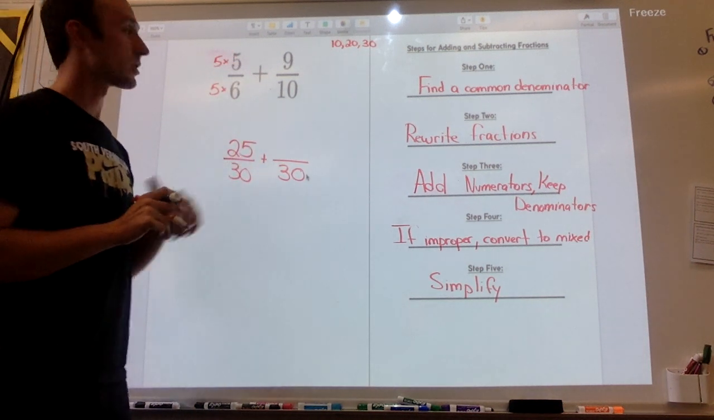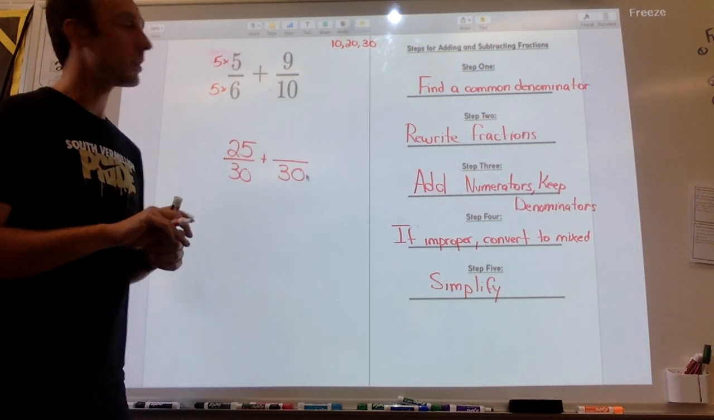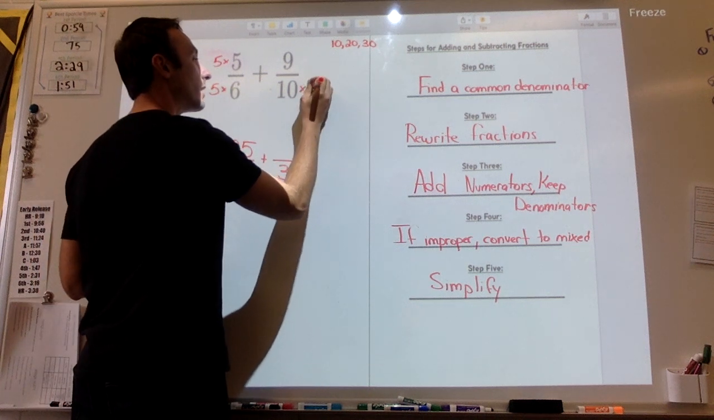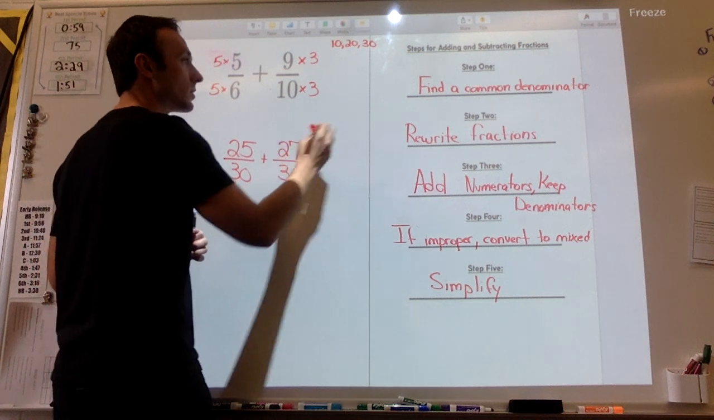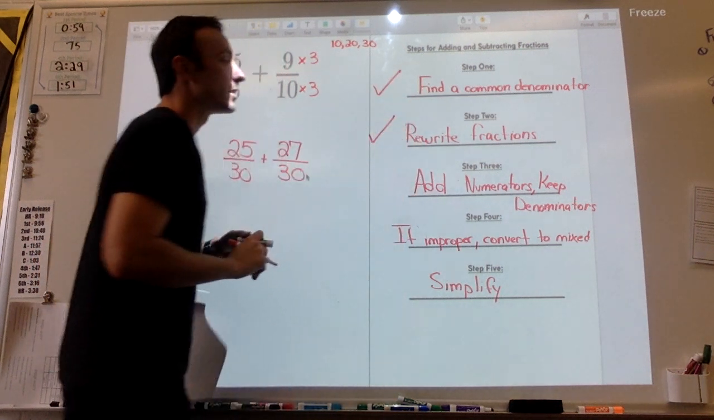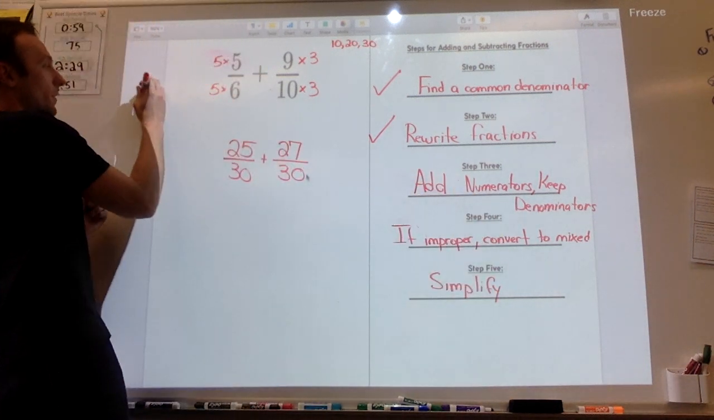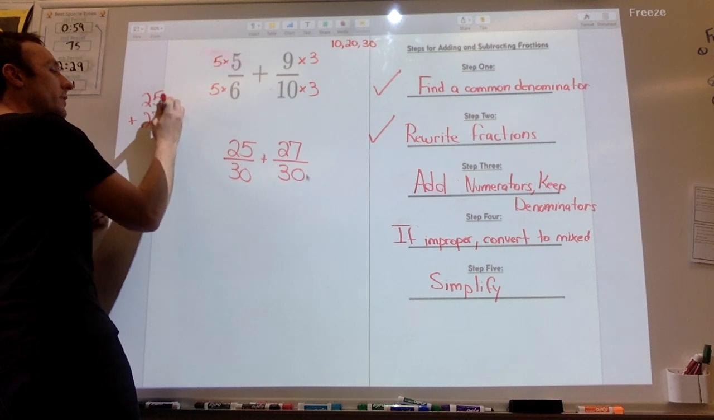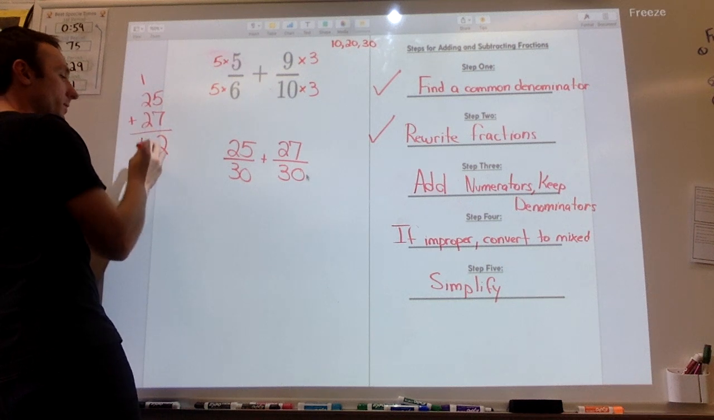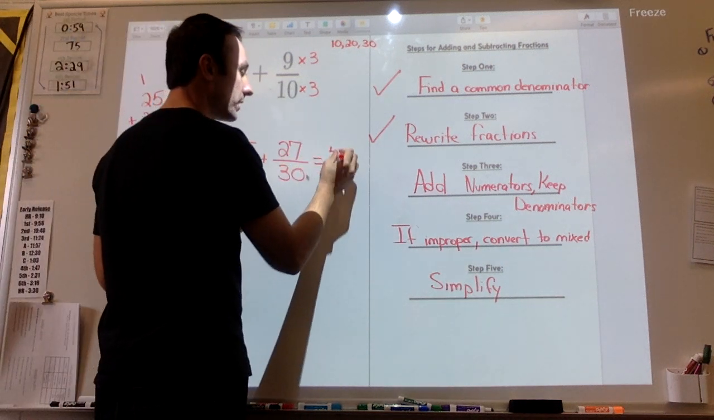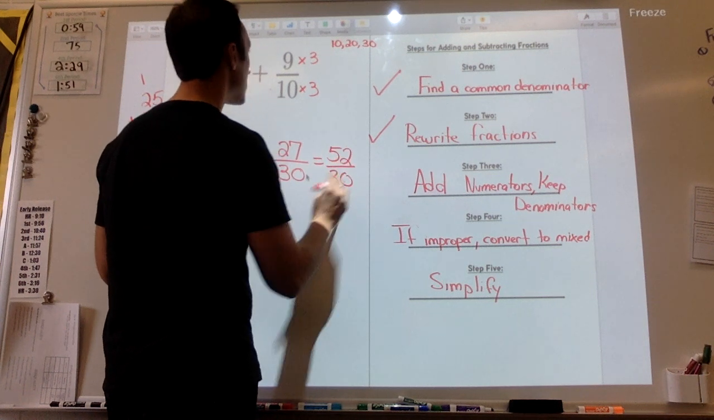Look at my second fraction. I have a 10 in the denominator. Now it's 30. How does 10 become 30? By multiplying by 3. And do the same to my numerator. 9 times 3 is 27. So step 1, check. Step 2, check. Step 3 says add the numerators, keep the denominators. So 25 plus 27. 5 plus 7 is 12. Carry my 1. 2, 4, 5. 52. So I'm left with 52 over 30. So far, so good.